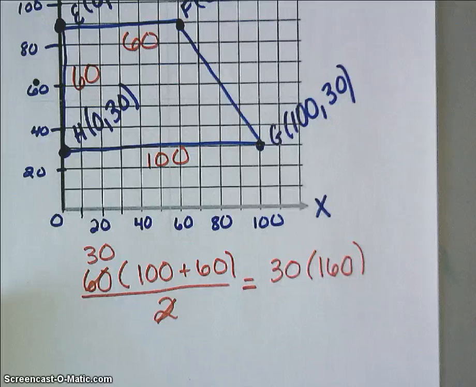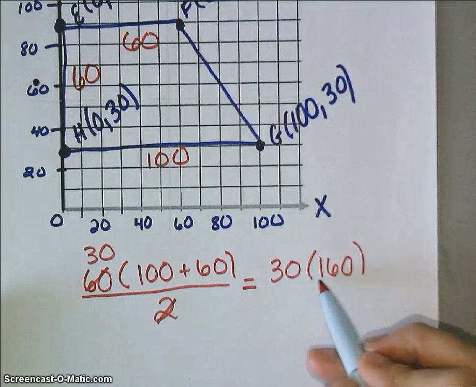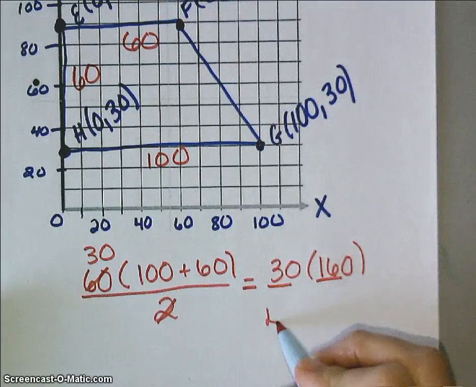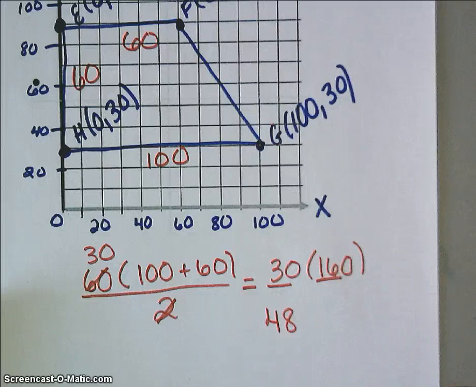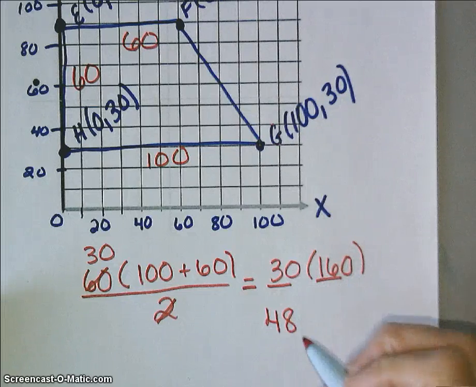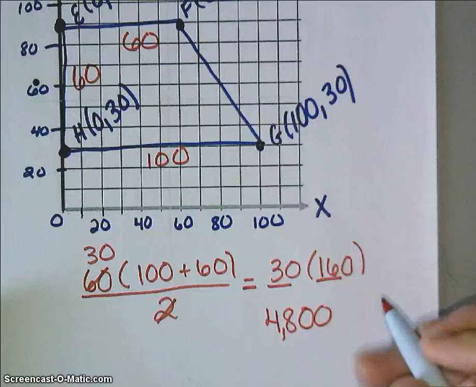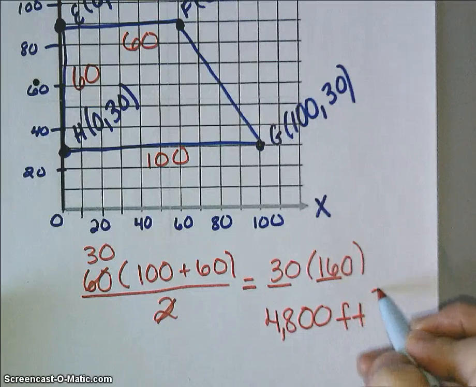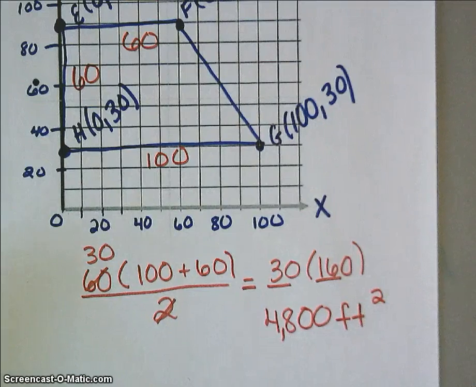If I do 16 times 3, I get 48. And then all I have to do is add my 2 zeros. So I get 4,800 feet squared. Okay, take a moment, answer the rest of those on your own questions, and then make sure at the very bottom, ask a question for class.